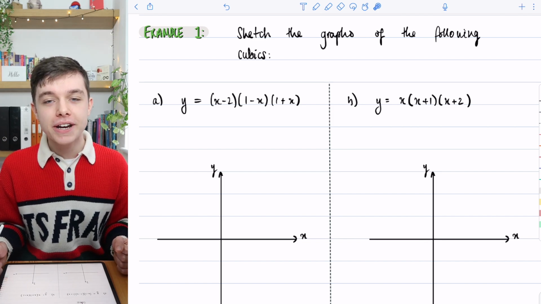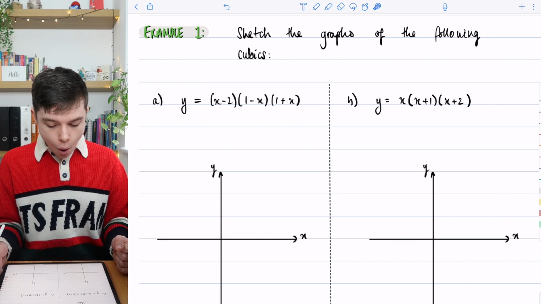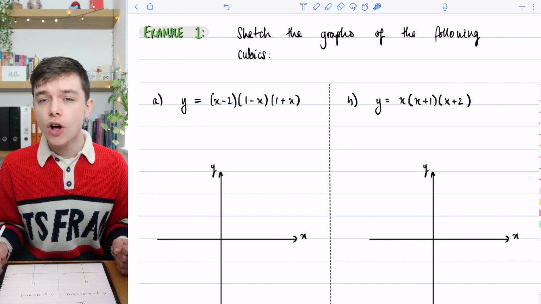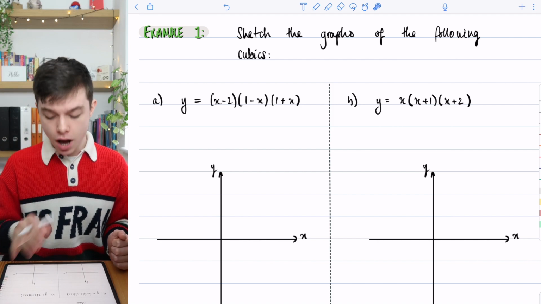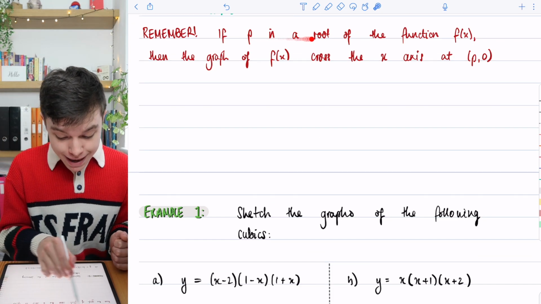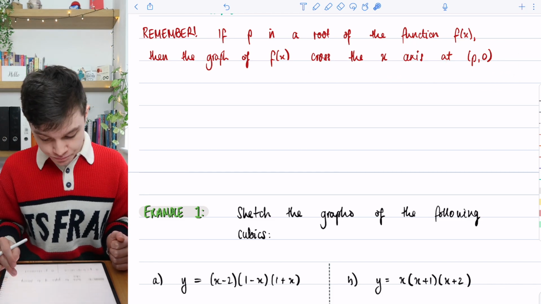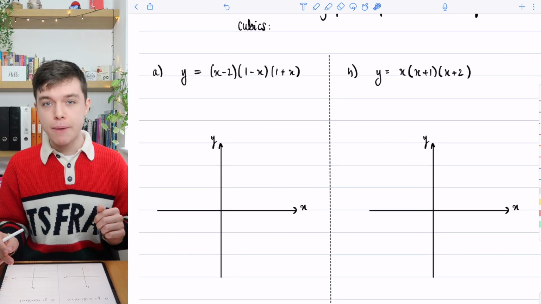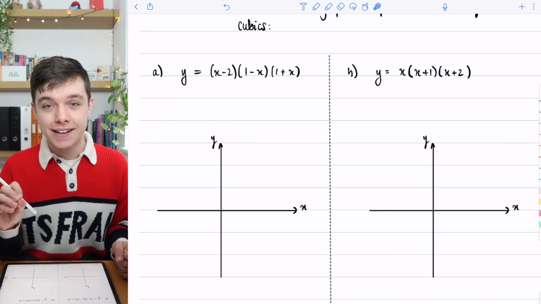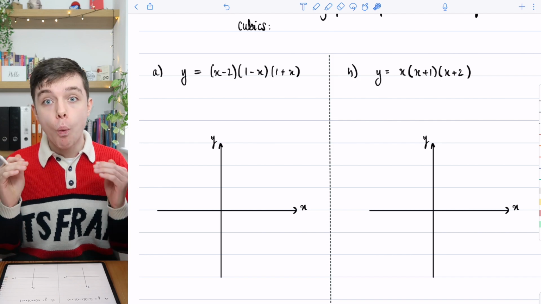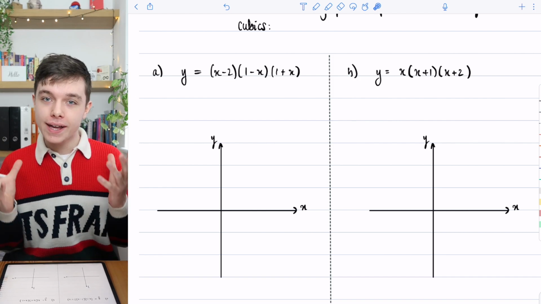Okay, hopefully you had a go. If you paused, let's see whether your graph is correct. So what we want to do is first of all find the roots of the graph. And that will help us because we know that if P is a root, it crosses at the point P0. So let's find the roots. Now, how do we find the roots? Well, the roots are on the x-axis. So to find the roots, y is equal to 0, because on the x-axis, y is 0.